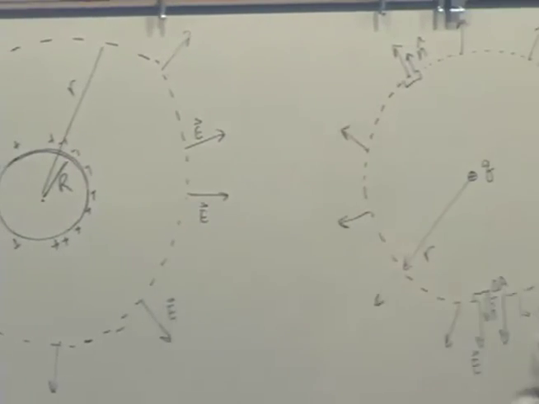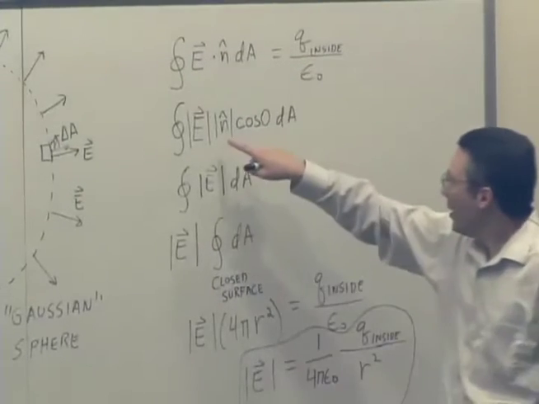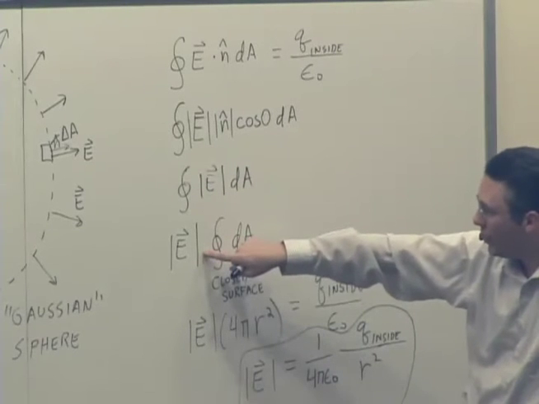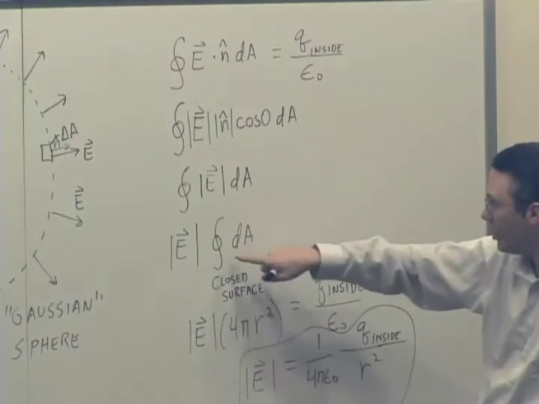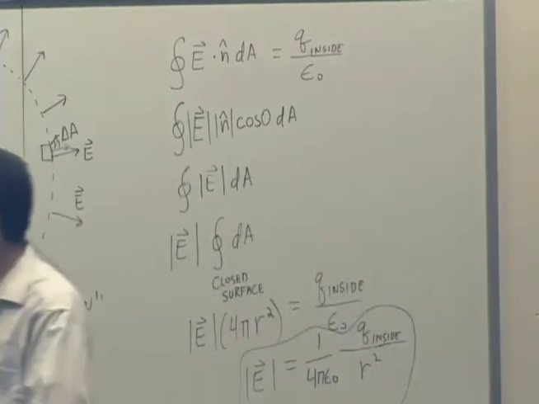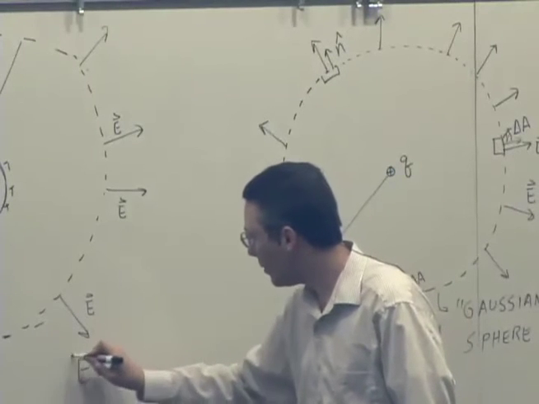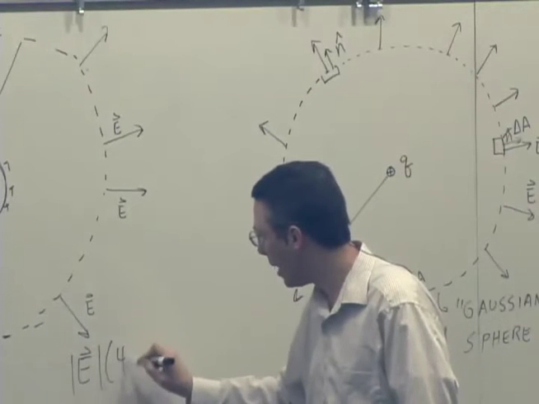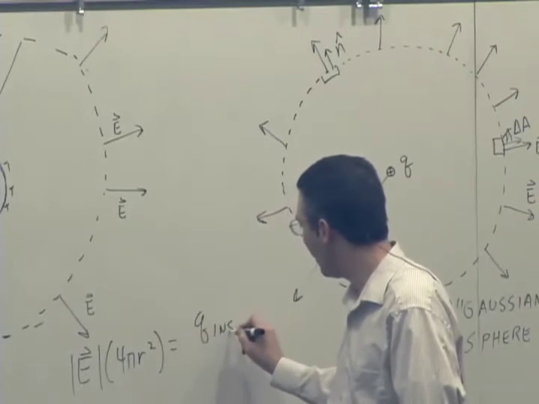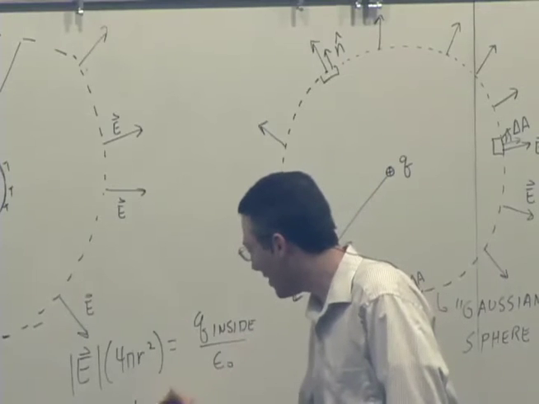The electric field is uniform. It's always perpendicular to the surface. The dot product just gives us the magnitude of the field. We can bring the magnitude of the field, the uniform field, outside of the integral. And then the integral we're taking just happens to add up to be the surface area of the sphere. And so we find again that the magnitude of the field times 4 pi r squared is equal to the charge inside over epsilon 0. And so you get the exact same result.